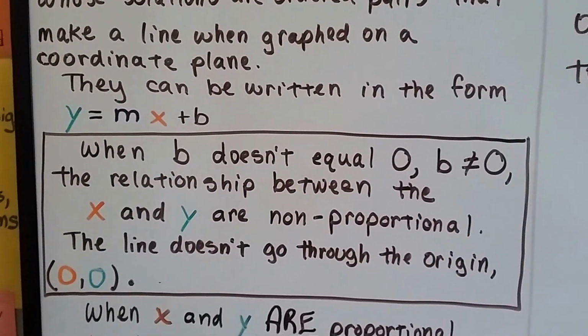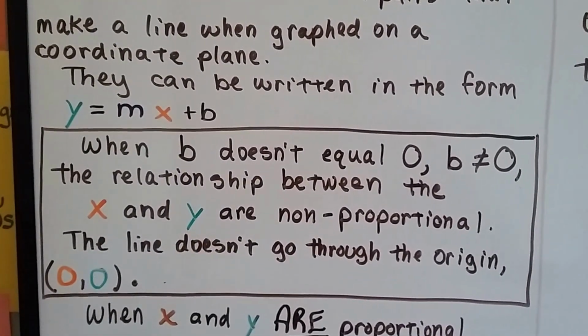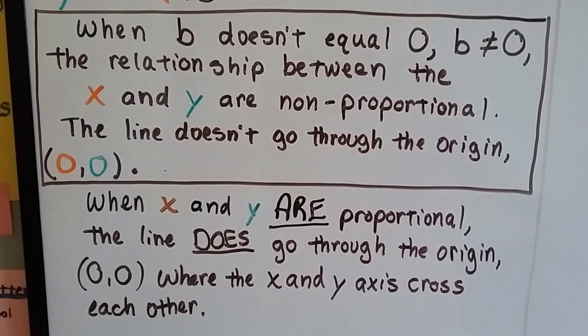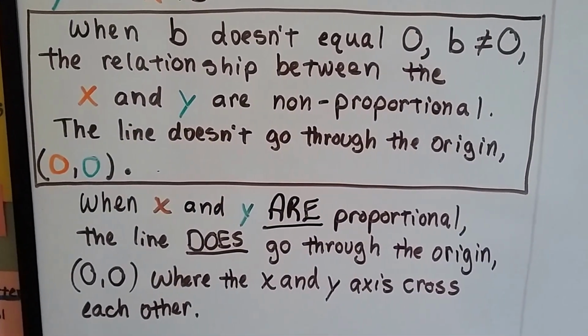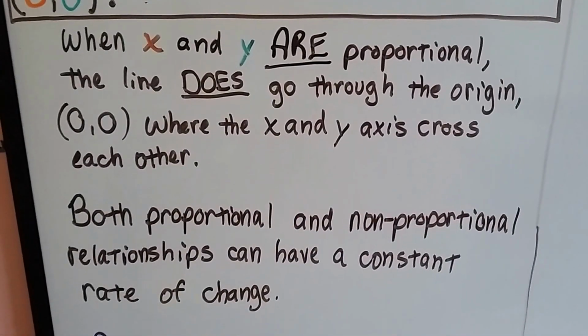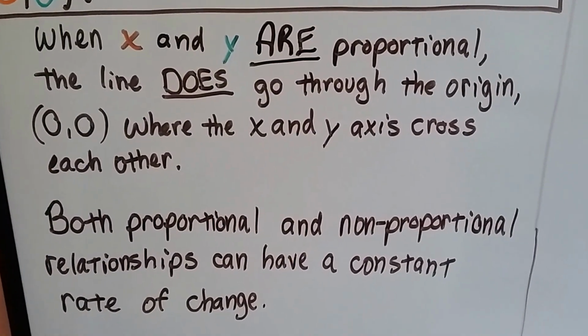When b doesn't equal 0, the relationship between x and y is non-proportional, and the line doesn't go through the origin. When x and y are proportional, the line does go through the origin, (0, 0), where the x and y axes cross each other. And both proportional and non-proportional relationships can have a constant rate of change.